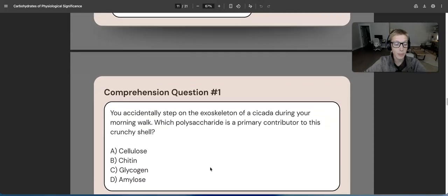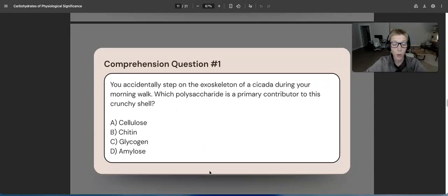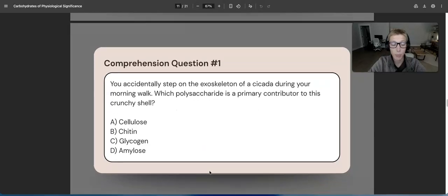Comprehension 1 says, you accidentally step on the exoskeleton of a cicada during your morning walk. Which polysaccharide is a primary contributor to this crunchy shell? Well, we talked about that glycogen and amylose are both storage polysaccharides, and that cellulose is primarily found in plant cell walls. Therefore, the best answer would be chitin.